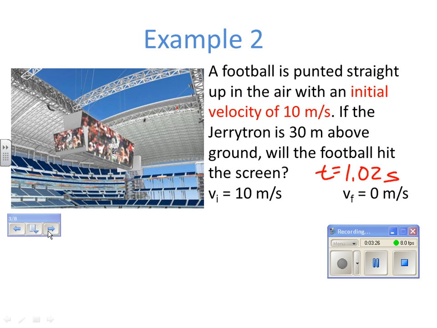So here's our v sub i, still 10 meters per second. Once again, the v sub f would be 0 because it's going to stop. And really we're just looking for the displacement, seeing how high it's going to go.